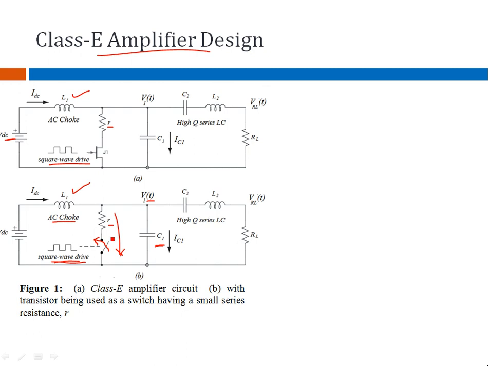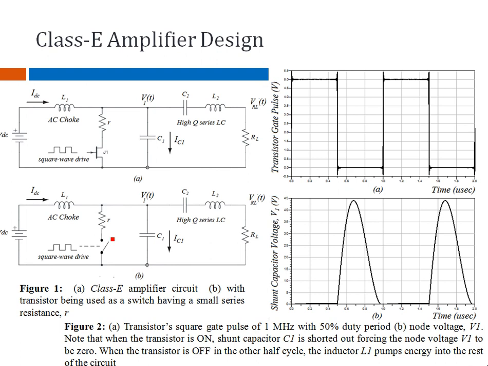So let's have a look. This is a simulated output of the nodal voltage V1 against the transistor gate pulse. Once the gate pulse arrives at the input of the transistor, going to a very small switching resistance R, the transistor turns on, the switch is closed. As a result, the nodal voltage V1 is zero, so you don't have anything over here. So the transistor is on in this part of the cycle.